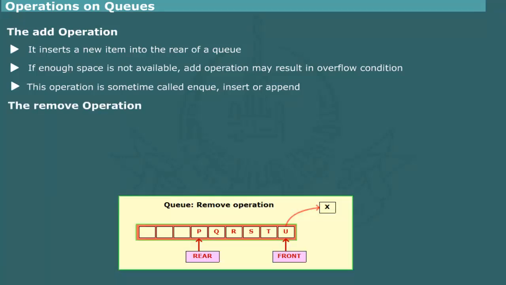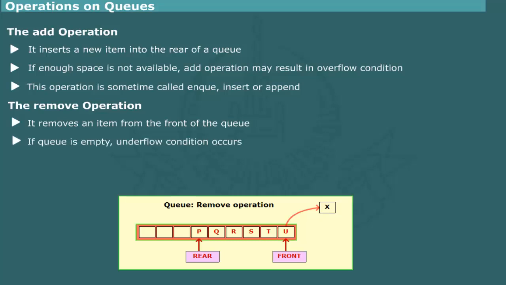The remove is another primitive operation associated with the queue. This operation removes the item at the front of the queue. If queue is empty, an underflow condition occurs. To avoid this problem, queue must be checked for emptiness. The remove operation is also known as dequeue, delete, or serve operation. The operation returns the retrieved item to the calling application.